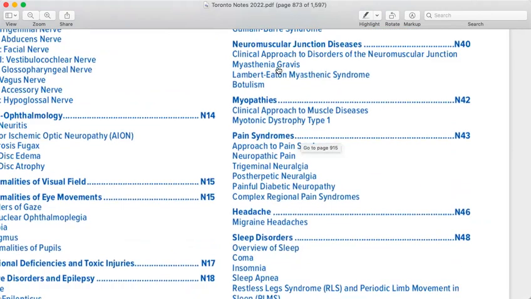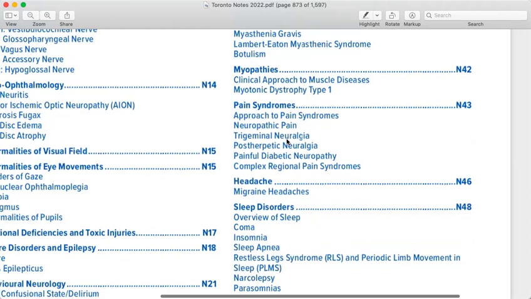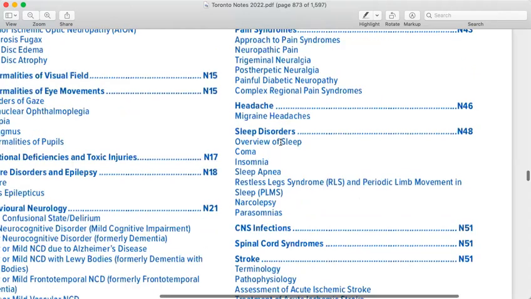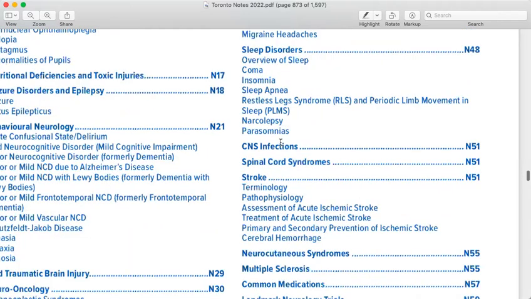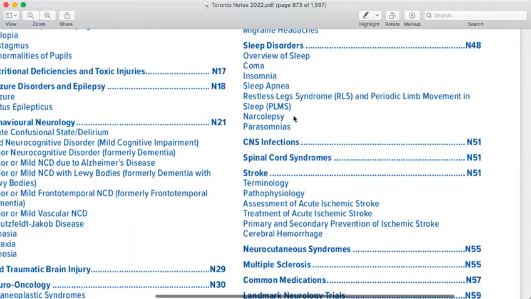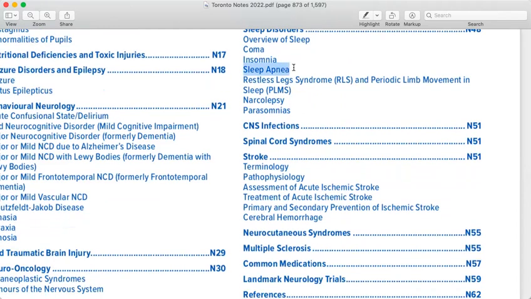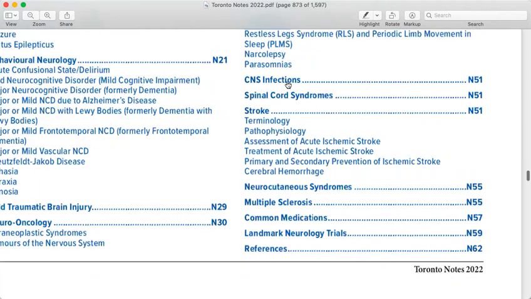Now, if you are doing myasthenia, just read the Lambert-Eaton myasthenic syndrome as well. Trigeminal neuralgia, post-herpetic neuralgia, these ones are important. Neuropathic pains are important. Sleep, just remember the sleep cycle, the REM and non-REM sleep. Sleep apnea is very, very important. Then coming to CNS infections, like meningitis and encephalitis, both are important. Multiple sclerosis is important. So if you could remember these ones.